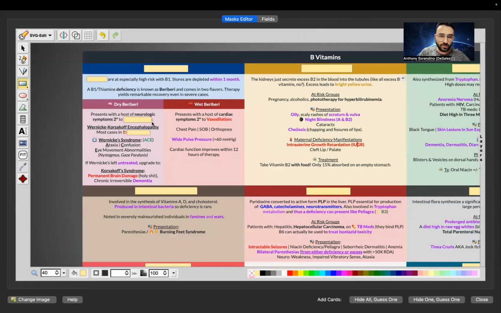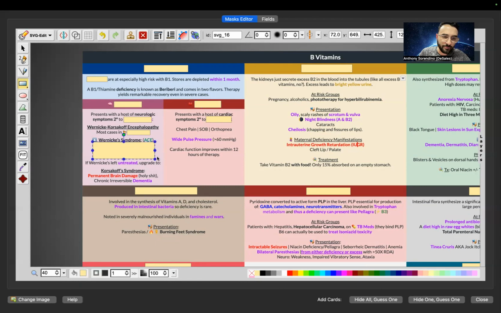Demyelination for dry. Just to make sure we know which one is which. It's kind of a matrix inside of a matrix. Yeah, so Wernicke syndrome, we definitely want to know the triad for this. We'll say that it's ACE. Korsakoff's, just to make sure we know the name of what's down here. Permanent something. So that's pretty crazy, all from a B1 deficiency.